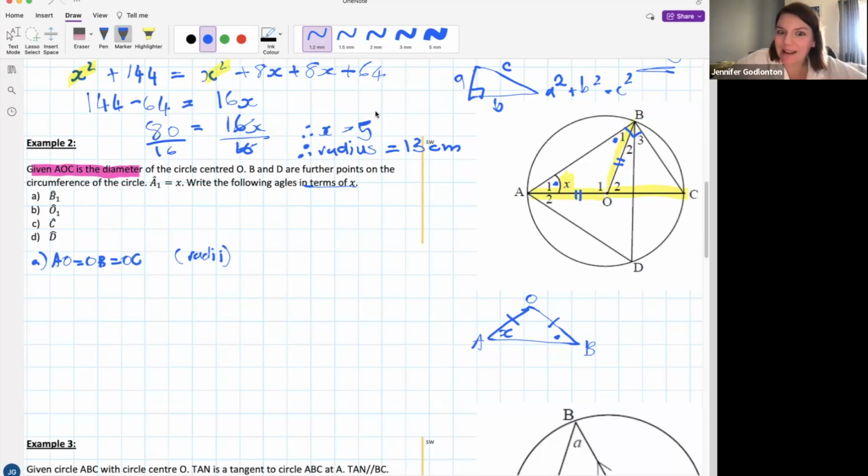Exactly, Morgan. It would be x, 100%. Okay, because it's an isosceles triangle. So when we have an isosceles triangle, those base angles are the same as each other. So we can start by saying, cool, we know that angle B1 is going to be equal to x.